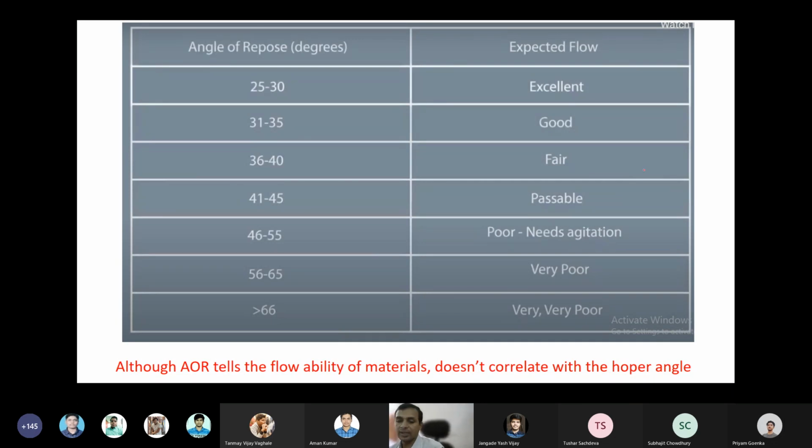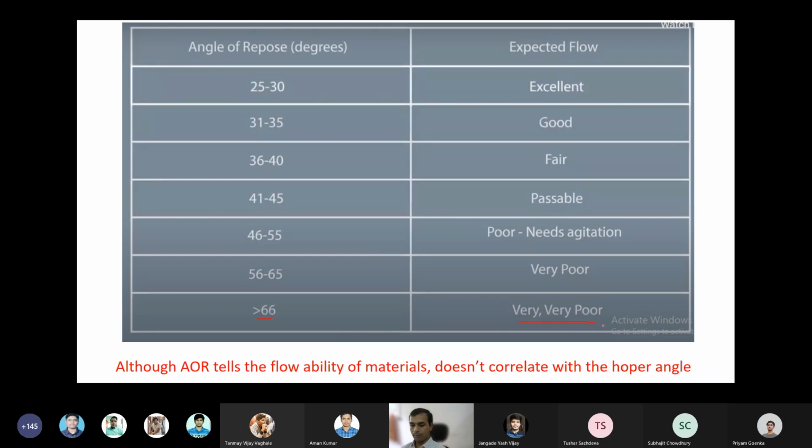If the angle is very high, like greater than 66, the flow is very poor. It means the way the particles come out from that silo will be very poor. Free flowing is very poor. It will not come out so easily. So we need to create very proper conditions. We need to take very special care if we need to store such solids in silos.